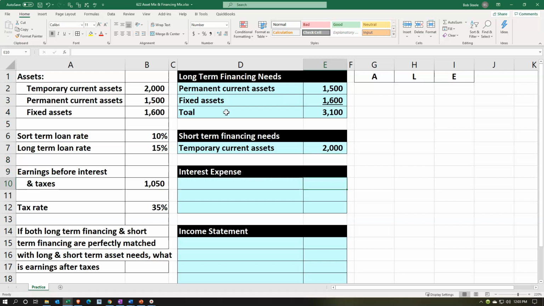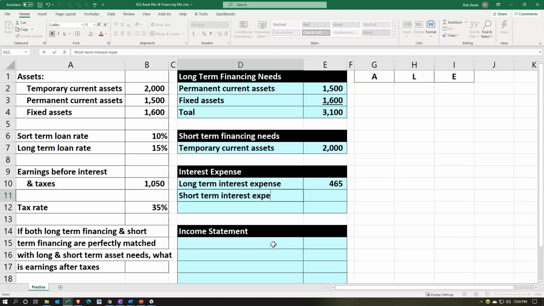Then we're going to say that we have the interest expense. So on the long-term interest expense, we're going to take the long-term financing needs and multiply them times the long-term rate at the 15%. This equals the 3,100 times the 15%. Then we have the short-term interest expense. And this is going to be our short-term financing needs times the short-term rate, which is going to be less. We're going to be a bit more aggressive on that one.